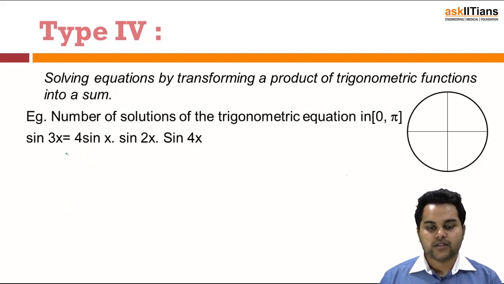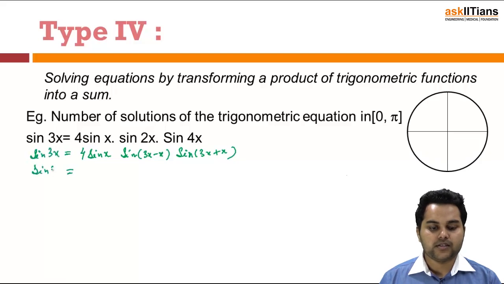I will proceed with this. I have to find the number of solutions for the trigonometric equation in the region 0 to pi, that is in the first and second quadrant. So I will proceed with this. I have 4 sin x. Now sin 2x will be written as 3x minus x, and sin 4x can be written as 3x plus x. I will tell you why I have written it in this manner.